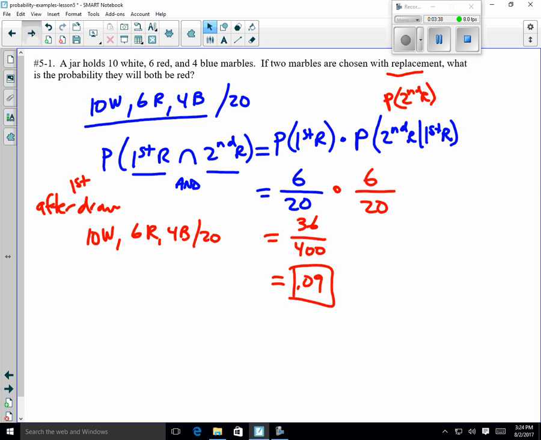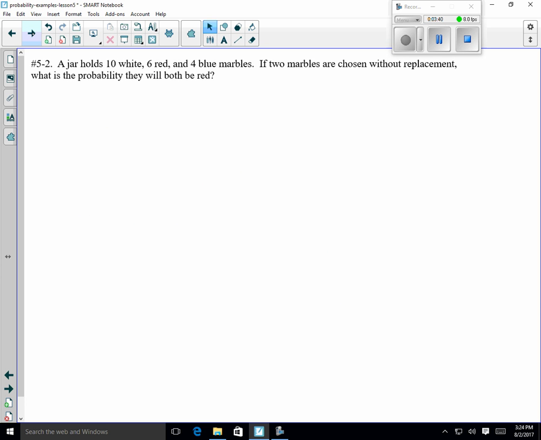Okay, let's move on to the second one here. It's almost the same problem. The jar holds the same 10 white, 6 red, and 4 blue marbles. We draw 2 marbles this time without replacement, and we want the probability that both are red. So the same situation, the only difference is we're not putting the first marble back before we draw the second marble. So same thing. First, we have 10 white marbles, 6 red, 4 blue.